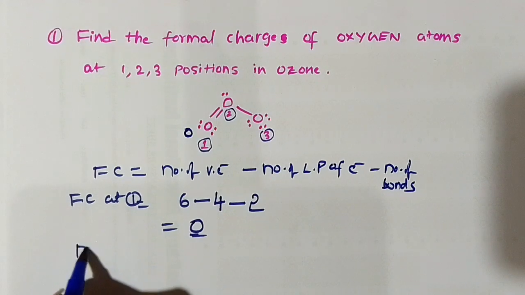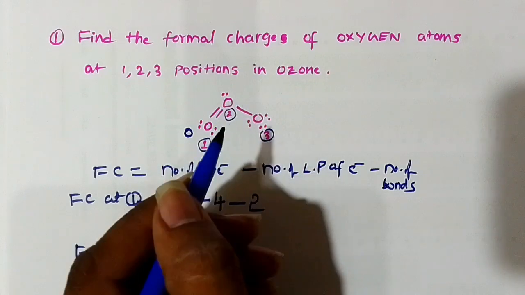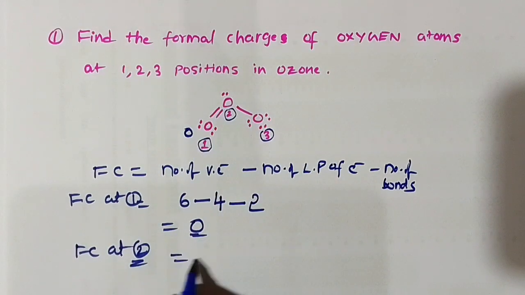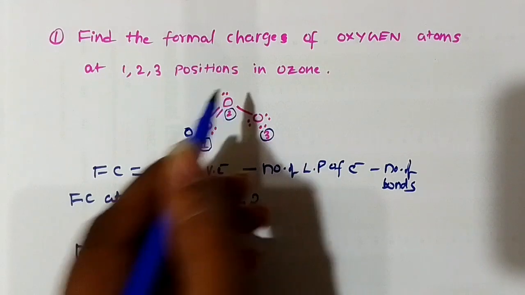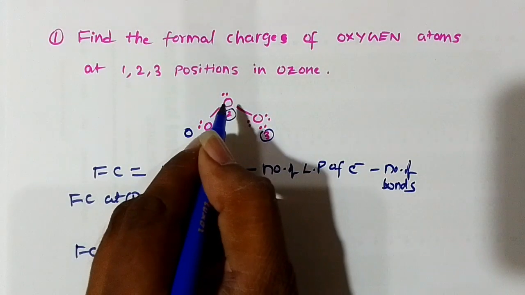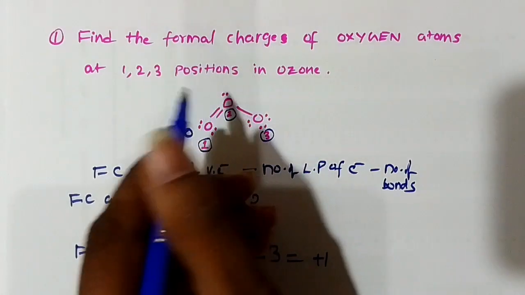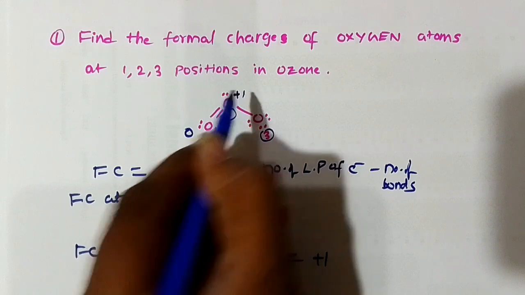Now formal charge at position 2. This oxygen belongs to 6A group, that means 6 valence electrons. Number of valence electrons 6 minus number of lone pairs of electrons. How many lone pairs? 1 lone pair, nothing but 2 electrons. And the number of bonds around the oxygen atom: 1, 2, 3. 6 minus 2 minus 3 equals plus 1. The formal charge at oxygen 2 is plus 1.